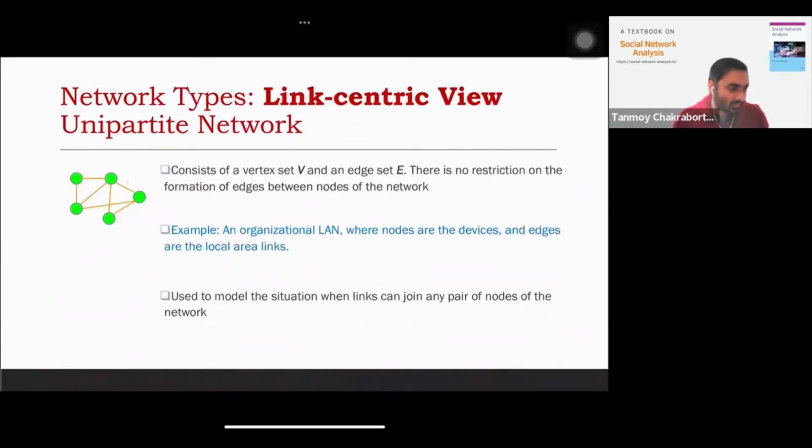So now let's look at different network types. When we look at a network, there are different views of a network. Let's look at the link-centric view. In link-centric view, there are different types of networks. One is called Unipartite Network. In a Unipartite Network, it's just a simple network of a set of vertices and a set of edges, where there are no restrictions on the connections between nodes, right?